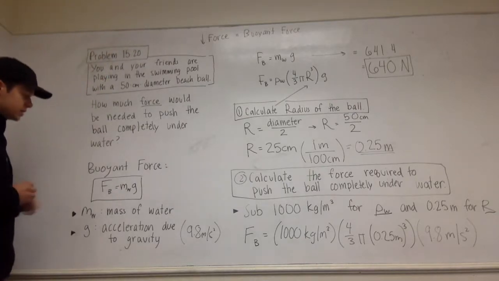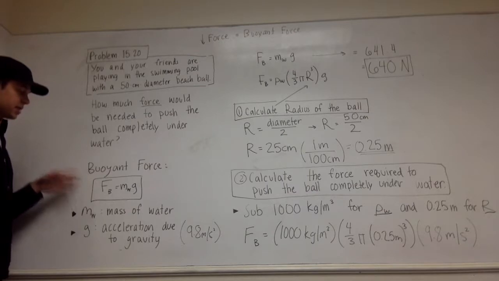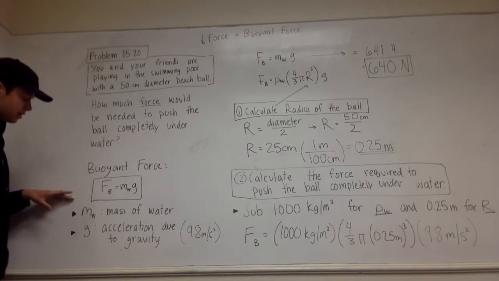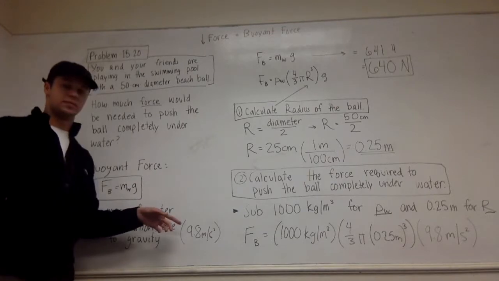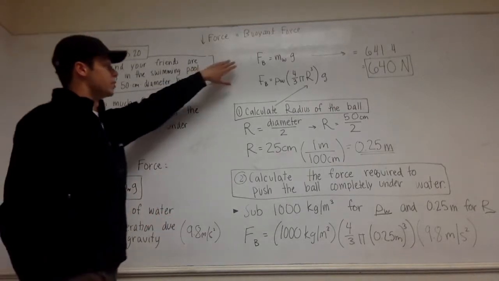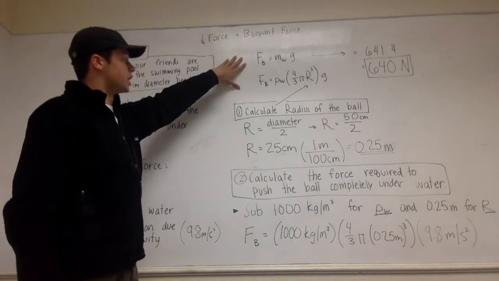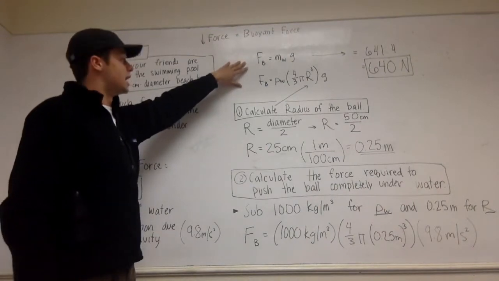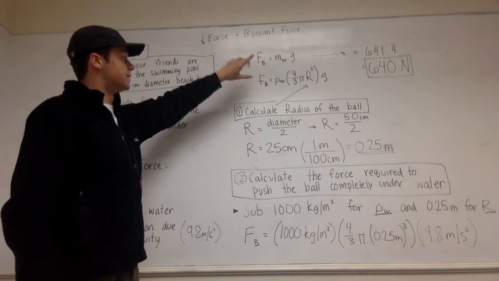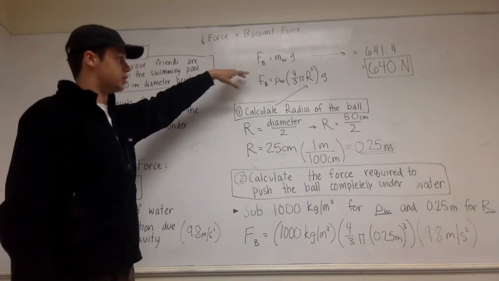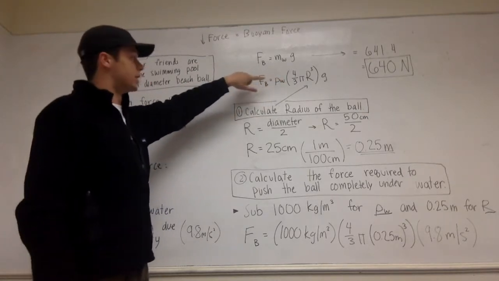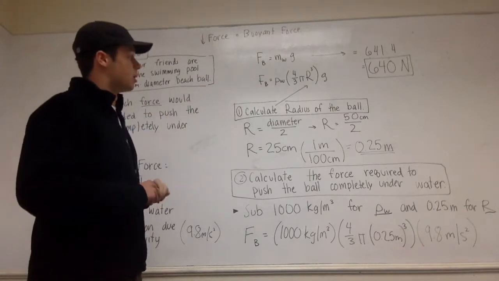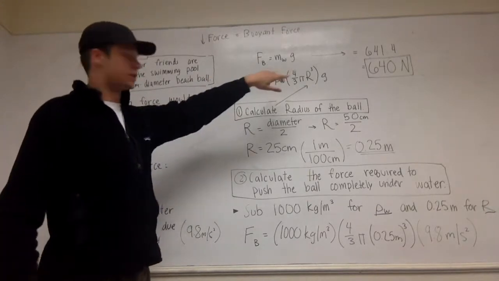The equation that we're going to use is buoyant force equals the mass of water times gravity. The mass of water is represented by m_w, and g represents the acceleration of gravity, the gravitational constant, which is 9.8 meters per second squared. So over here we have our equation, the buoyant force, and we're going to plug in the density of water, rho_w, and then 4 over 3 pi r cubed to represent the volume of the ball, multiplied by g, the gravitational constant.